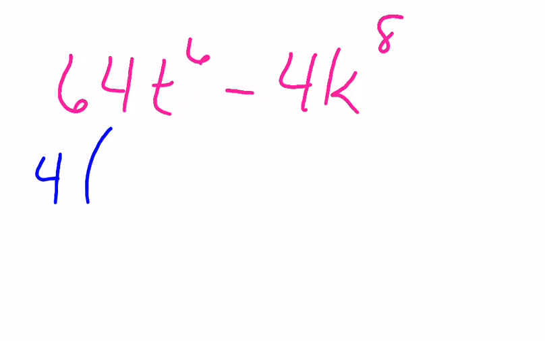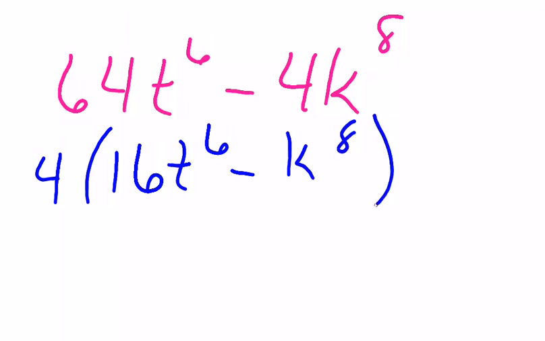Now 64 divided by 4 is 16, T to the 6th. And then if I pull a 4 out of the second term, I'm left with k to the 8. Now we look at this part here in the parentheses and see if we can get something that is factored. Now it's not a trinomial, the middle term is missing, so that means our middle term is actually 0. So that means that when we do our outers and inners, they're going to be the same number, just 1 plus and 1 minus.